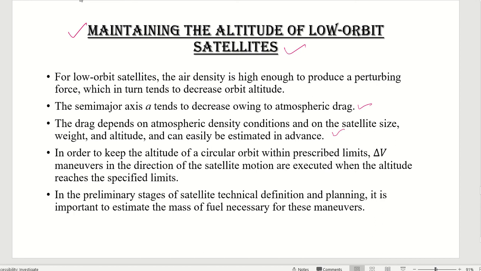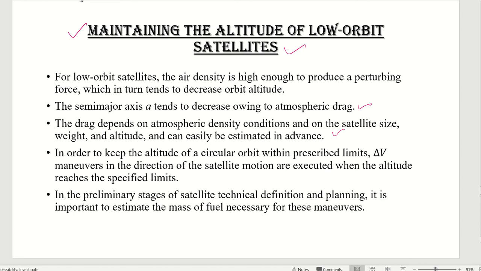In order to keep the altitude of a circular orbit within prescribed limits, delta V maneuvers in the direction of satellite motion are executed when the altitude reaches the specified limit. So there will be some range for the orbital decay. When it reaches the minimum limit, we will apply some delta v in order to raise it to the normal orbit.